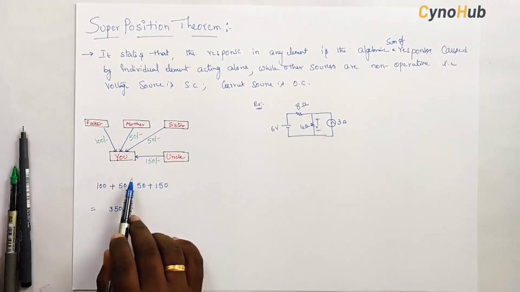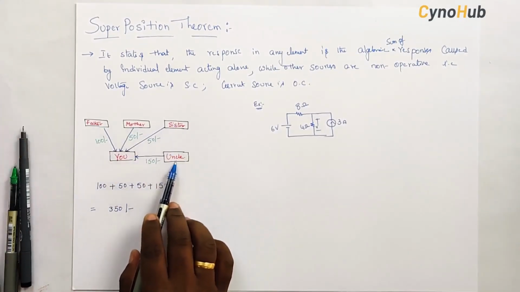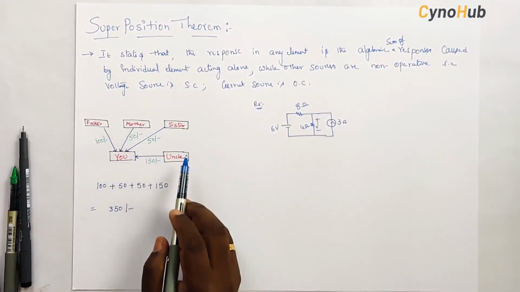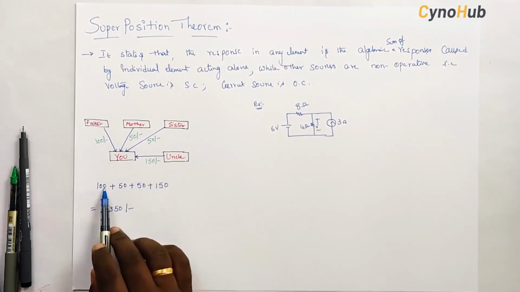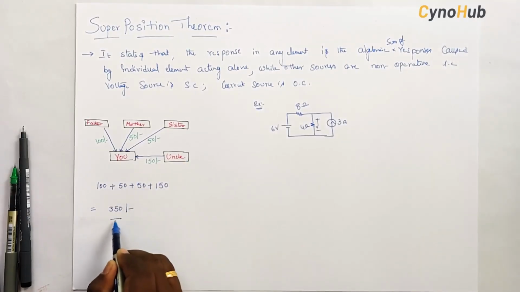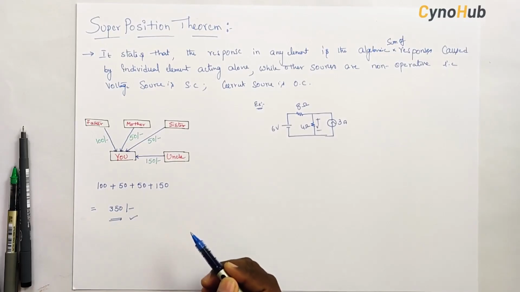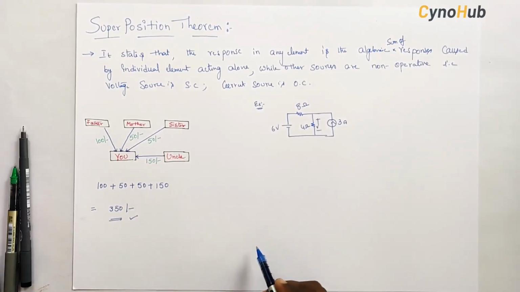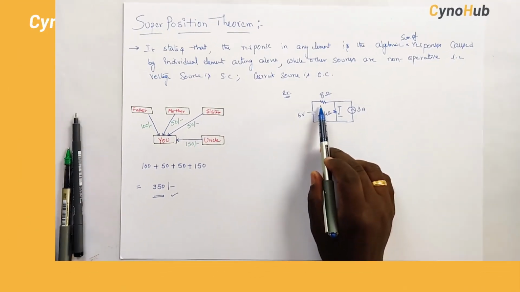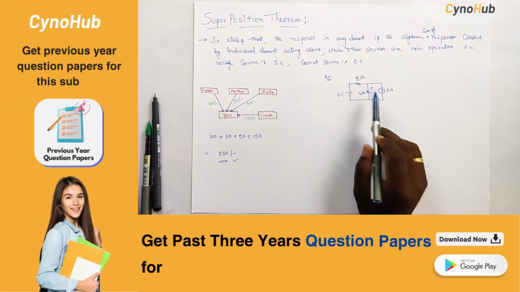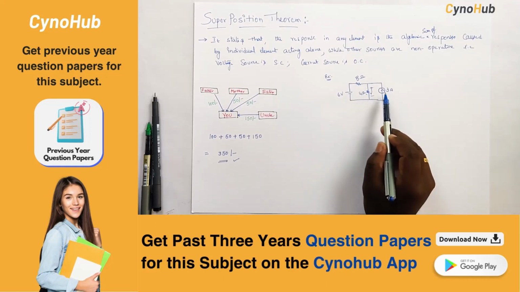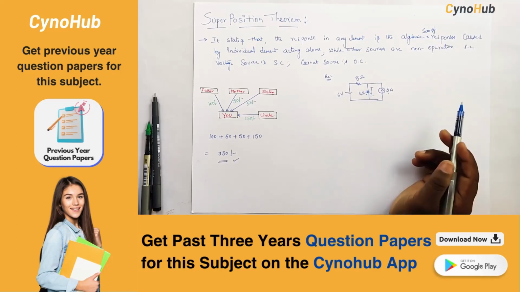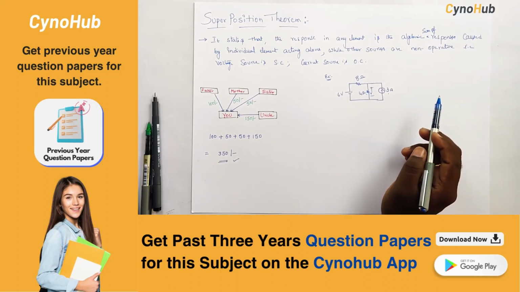That means you have four sources. Each source is giving some response, and the sum of all the responses is your total response. Are you understanding me? Now I'll take one example. A simple example: 6 volts, here 8 ohms, here 4 ohms, and this is a 3 ampere source. Here we have to calculate the voltage across the 4 ohm resistor.